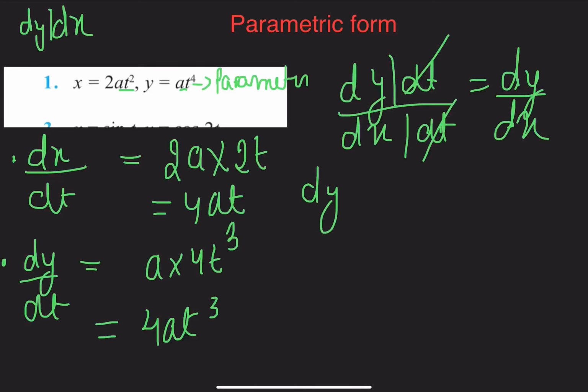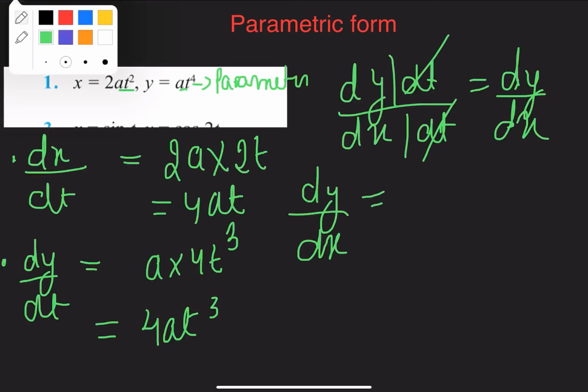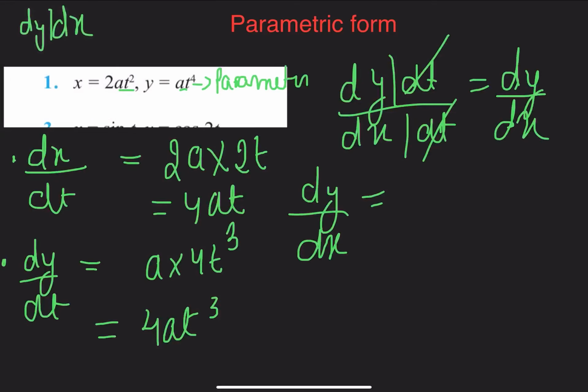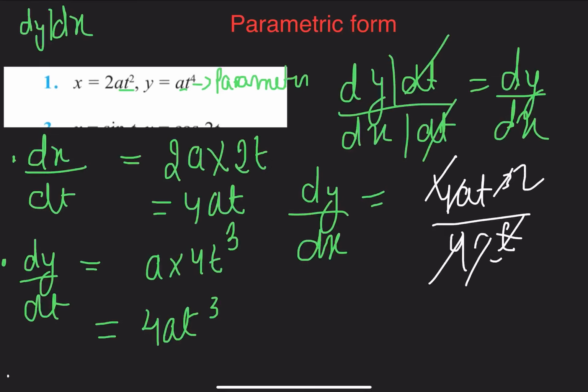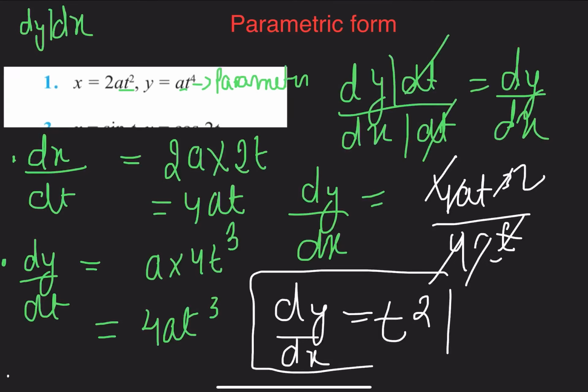So your dy by dx would be 4at cube divided by 4at. The 4 gets cancelled, a gets cancelled, this becomes t square. So the final answer is t square is your dy by dx. This is your final answer. Let's move to the next question if you are clear with this.